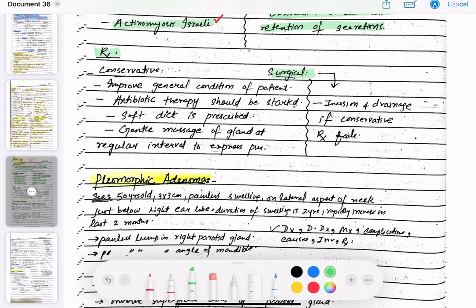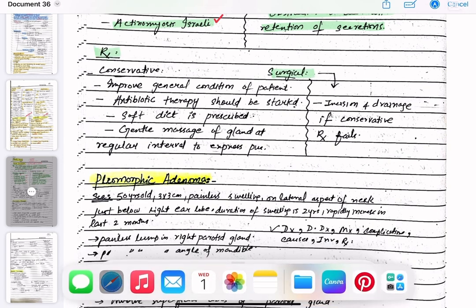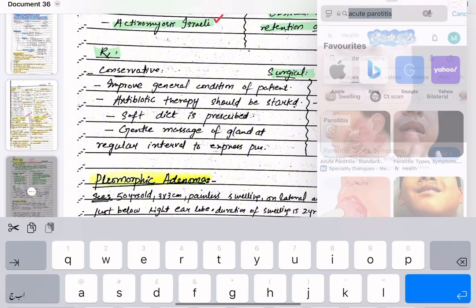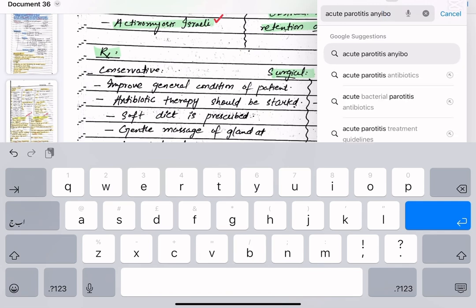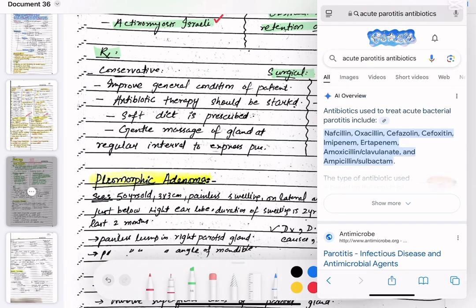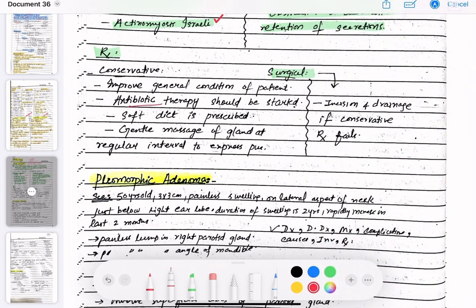So what kind of antibiotics can we use here? For acute parotitis, these are the specific antibiotics: ceftriaxone, amoxicillin, ampicillin. You can use these antibiotics. A soft diet is prescribed as there is eating difficulty. And gentle massage of the gland at regular intervals to express the pus.